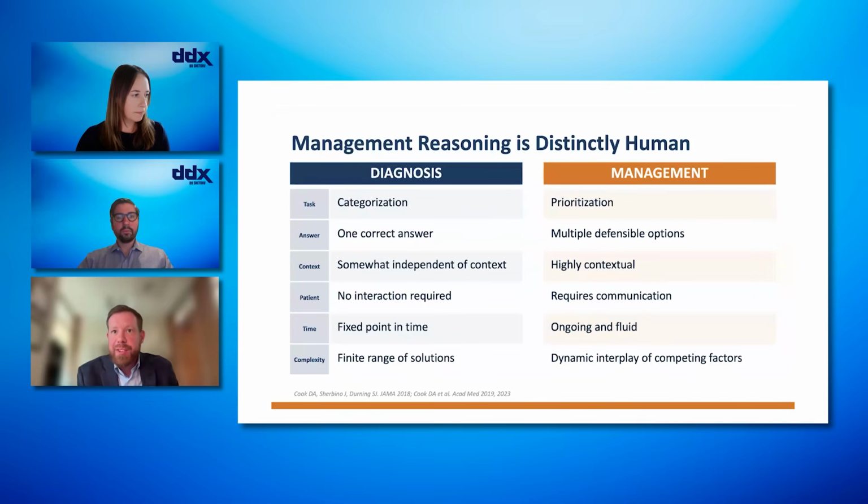There are many different answers. It depends, and I'll talk about that more in a minute. But the fundamental task of management is prioritizing among multiple defensible options that you have and choosing one that is most appropriate for the patient and for the context. So it's highly contextual.